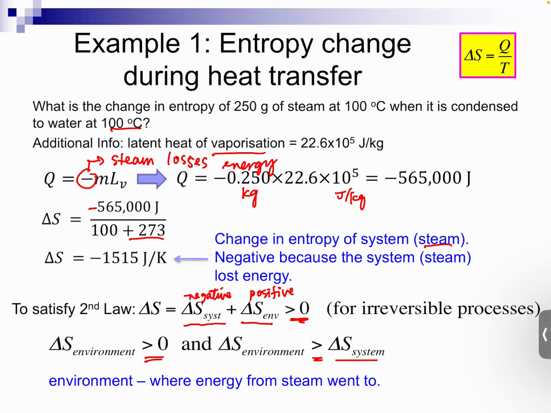But then the total change in entropy should be positive, meaning the energy released by the steam that went into the atmosphere caused the gas molecules in the atmosphere to move faster. So the entropy of the environment, the atmosphere where the steam released its energy to, became more disorderly as the gas molecules around absorbed the energy from the steam, and hence moved faster than they originally were. So that's what these negative numbers and positive numbers mean.